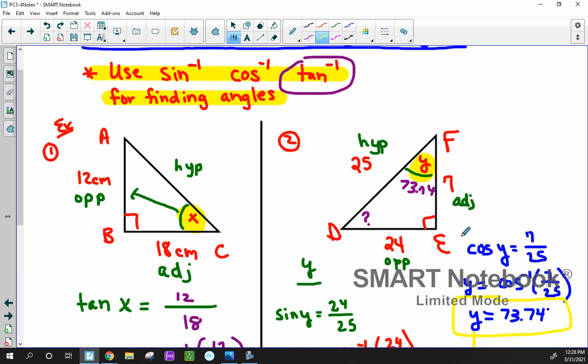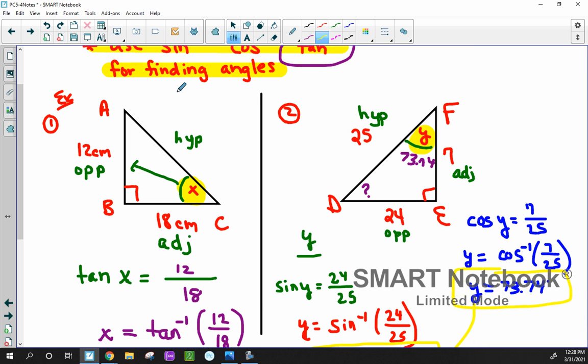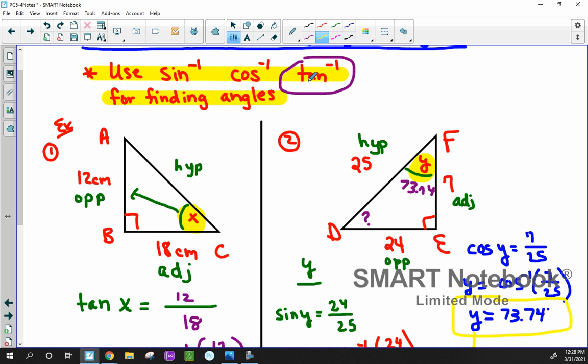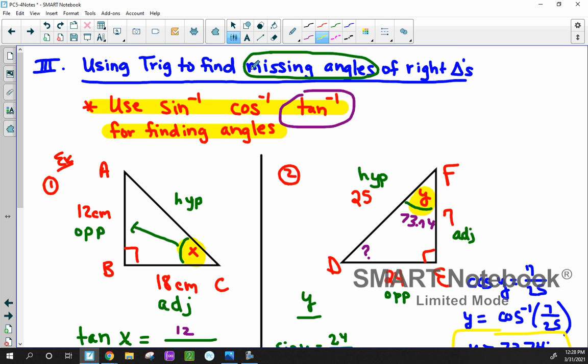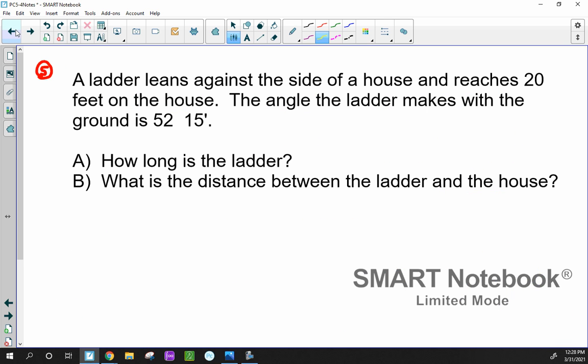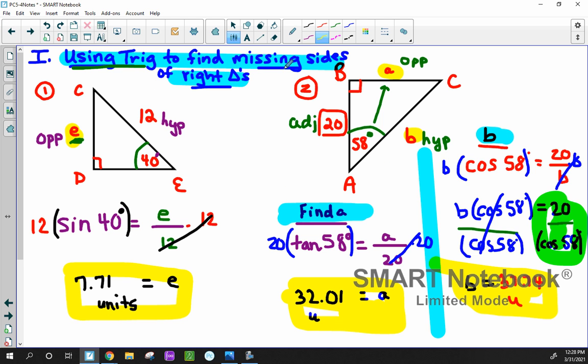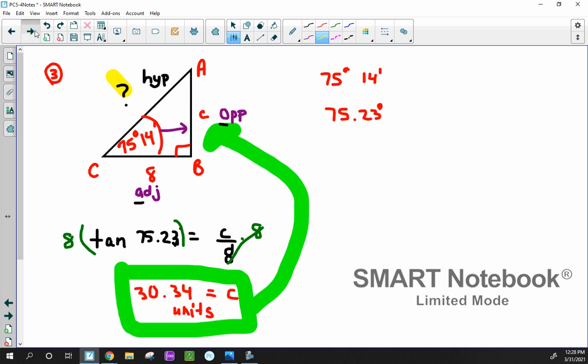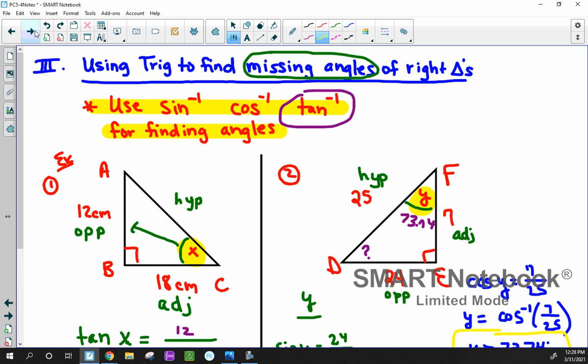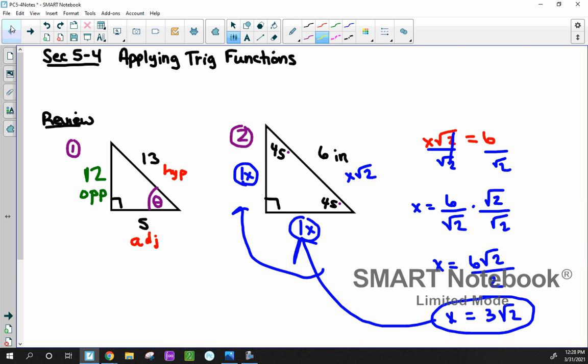Obviously, the same thing. So again, when they give you all three sides and you're trying to find an angle, it's entirely up to you which trig ratio or trig function you want to use. Just remember, if you're finding angles, you use the inverse. And when you're finding sides, you just use the basic ones. Okay, so that's your learning targets for section 5.4. As long as we know how to do those things, we should be in good shape for this section.